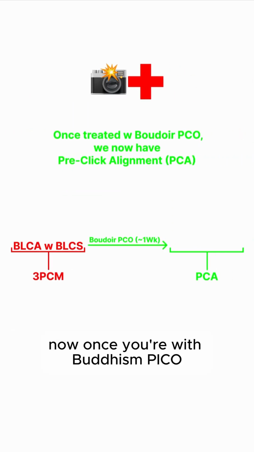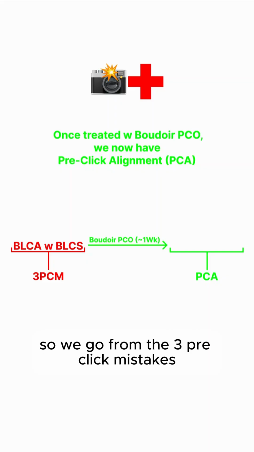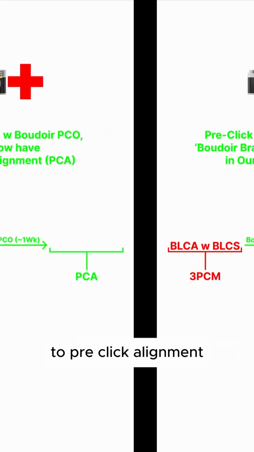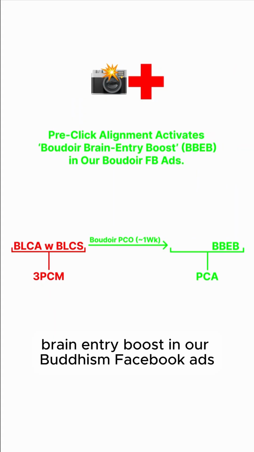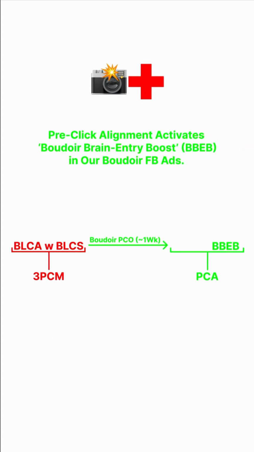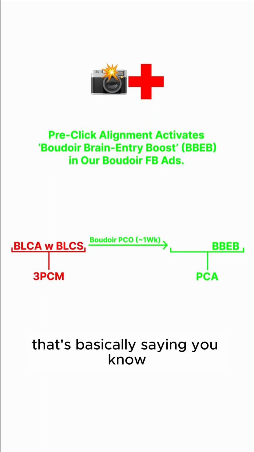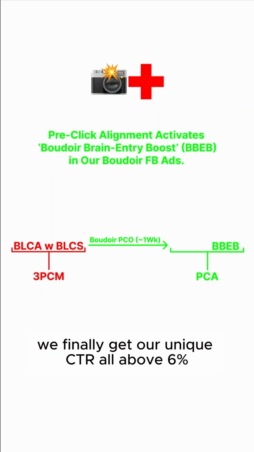Now, once treated with boudoir pico, we now have pre-click alignment, PCA. So we go from the 3 pre-click mistakes to pre-click alignment. And pre-click alignment activates boudoir brain entry boost in our boudoir Facebook ads. So that's basically saying, we finally get our unique CTR all above 6%.